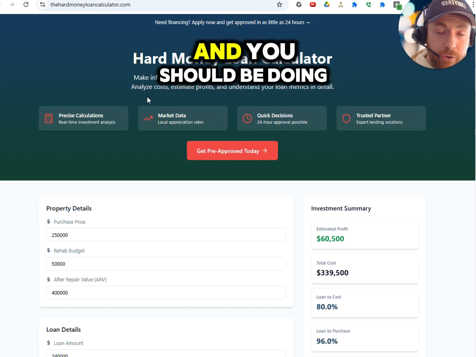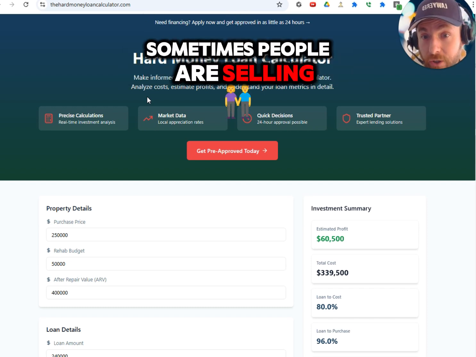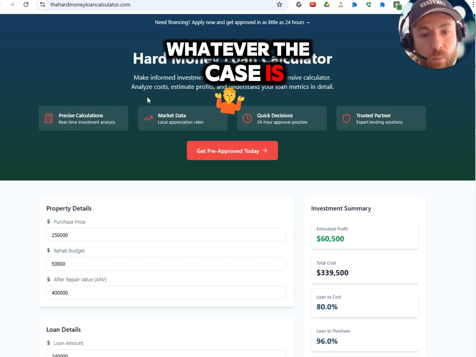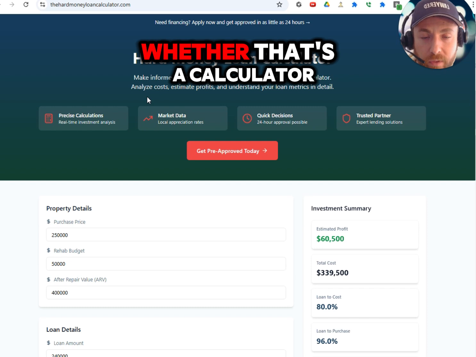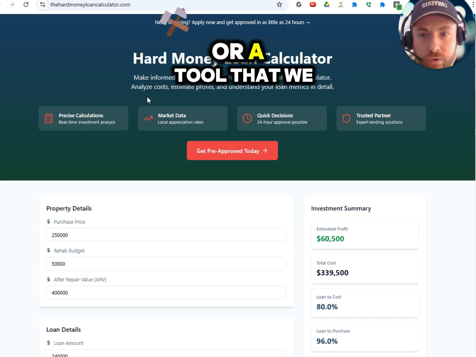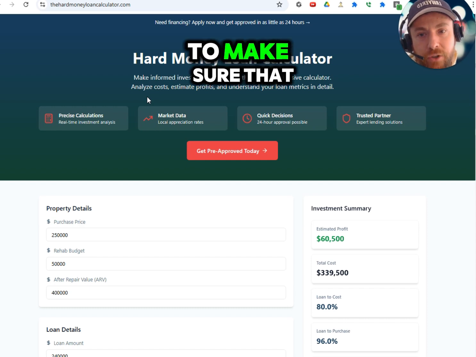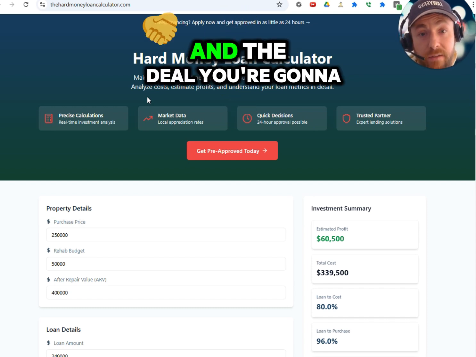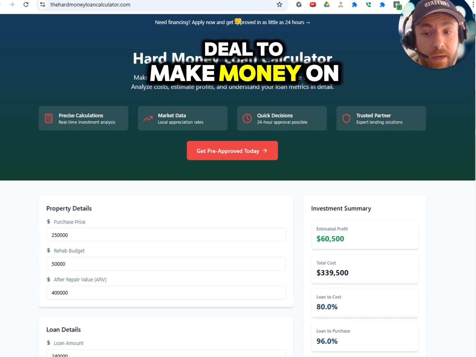It should take seconds, and you should be doing this anyway. Sometimes you have a spreadsheet, sometimes people are selling you spreadsheets, whatever the case is. We don't care what you use, but you need to use something, whether that's a calculator and paper or a tool that we make you or a tool that you bought from someone else, to make sure that the deal you bring us and the deal you're going to get into is actually a good deal to make money on.